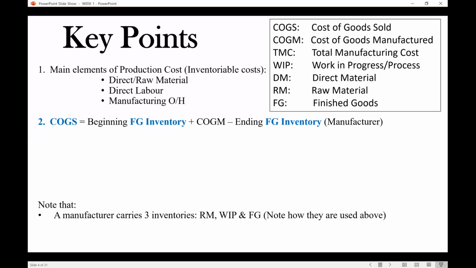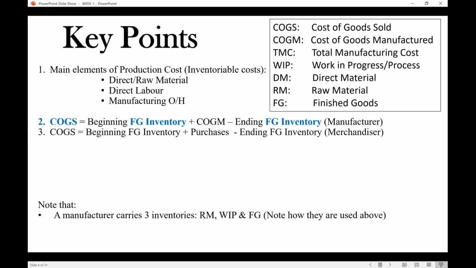So this is the formula for finding cost of goods sold for a manufacturer. Cost of goods sold for a manufacturer is equal to beginning FG, beginning finished goods inventory, plus cost of goods manufactured, minus your ending finished goods inventory.